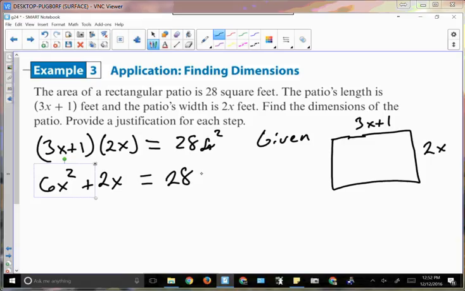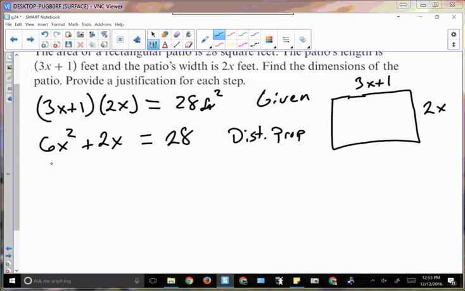So we're there. What did I do there? What's the rule that allows me to do that? Distributive property. Now, if I am going to work through this, I need to get this set up as a quadratic. So that's going to be 6x squared plus 2x minus 28 is equal to 0.